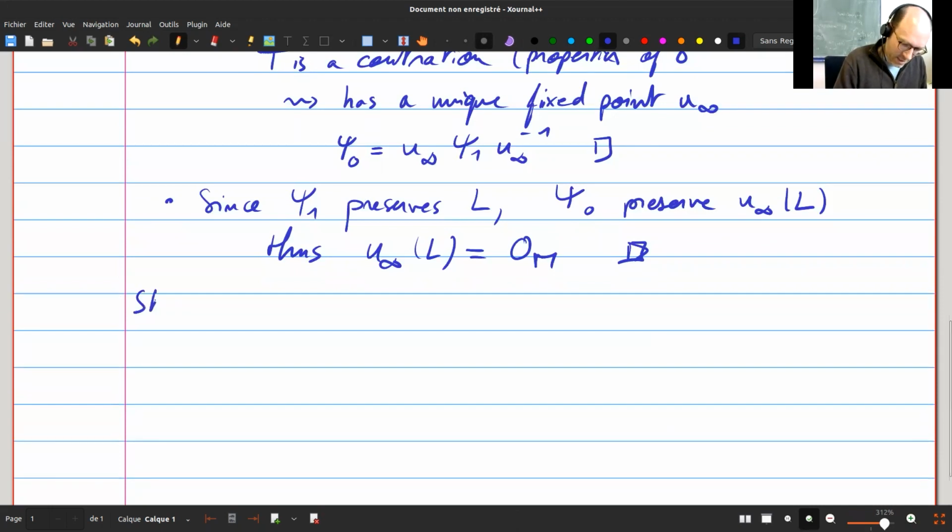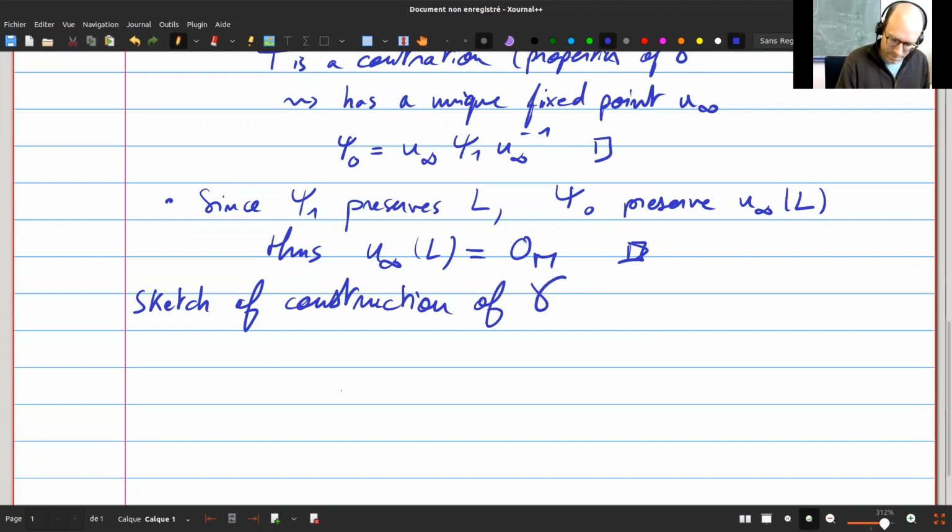So, a sketch of construction of the metric gamma. This is kind of completely independent of the rest.